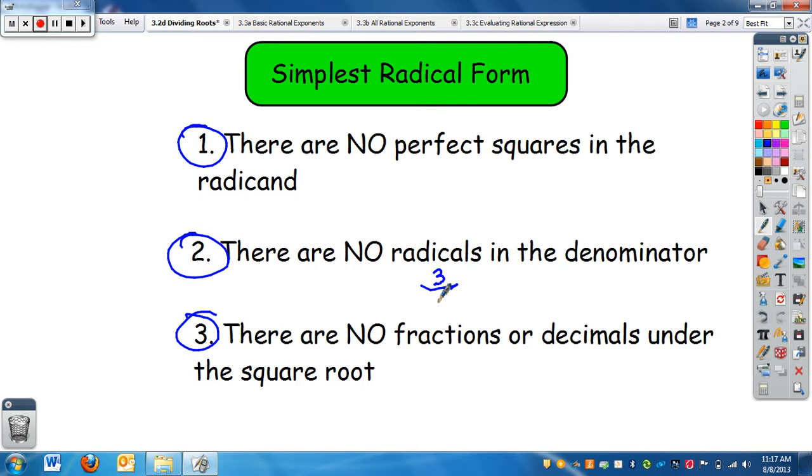So you cannot have this situation. We're going to learn how to get rid of this, or how to manipulate this expression to get an equivalent expression where the radical is no longer in the denominator, or where we cannot have any fractions or decimals under the radicand. So you cannot have the square root of 1/2. And we're going to learn how to simplify this, or find an equivalent expression where this situation no longer exists.